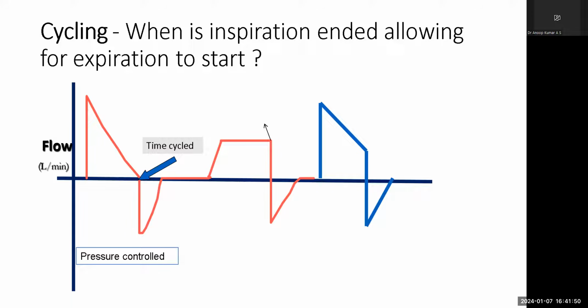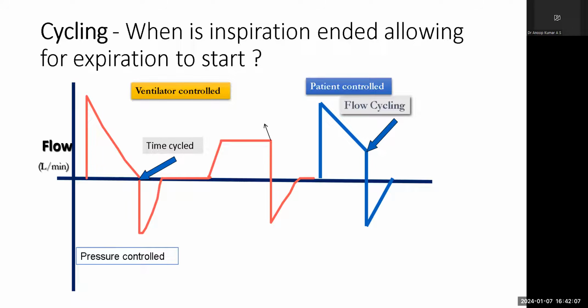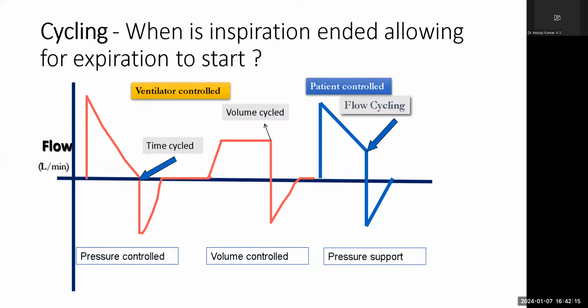When it is pressure controlled also, a particular pressure is reached, then the machine will stop the inspiration. That is again ventilator control. Then in flow cycling, a dip in flow is sensed. That is something like an expiratory cycling, and that is again patient control. And we have volume cycling, which is volume control. And in pressure support, only in a spontaneous mode, we will have this flow cycling. Then we have different types of breath depending upon the three questions.